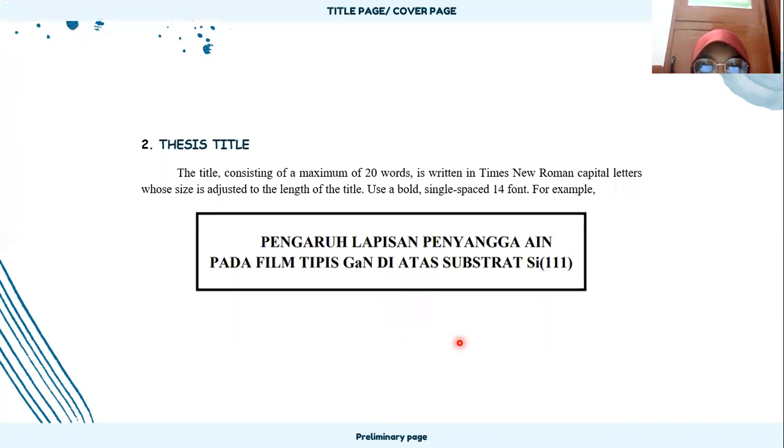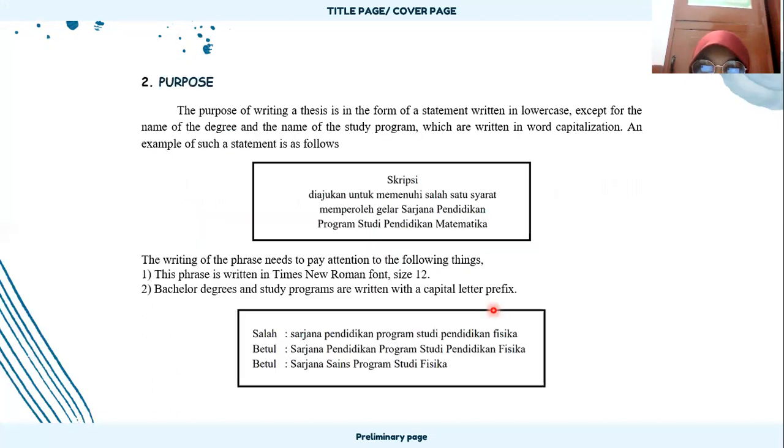The next is about thesis title. The title, consisting of a maximum of 20 words, is written in Times New Roman capital letters, whose size is adjusted to the length of the title. Use a bold, single-space 14 font. For example, you can look at the one below.